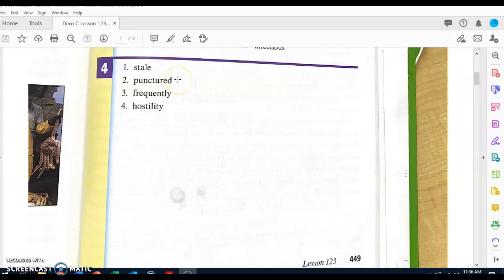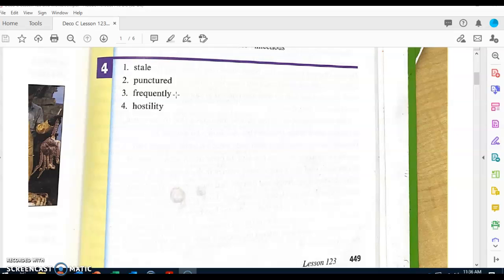Number 2. What word? Punctured. When you have punctured something, you have poked a hole in it. Everybody, what's another way of saying he poked a hole in the bicycle tire? Get ready. He punctured the bicycle tire.